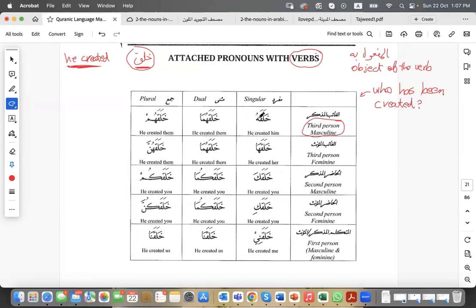Adding the هاء with the ضمة, خلقه, he created him. And that is singular masculine. Then dual, third person masculine, خلقهما, he created them. And them here is referring to two people. Whom, because we're talking here about plural. خلقهم, he created them, and we are referring to a group of masculine or mixed gender. Then third person feminine.